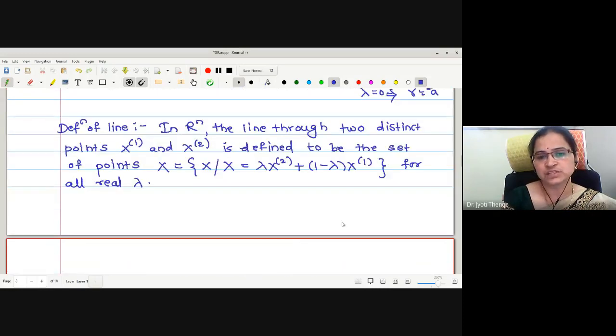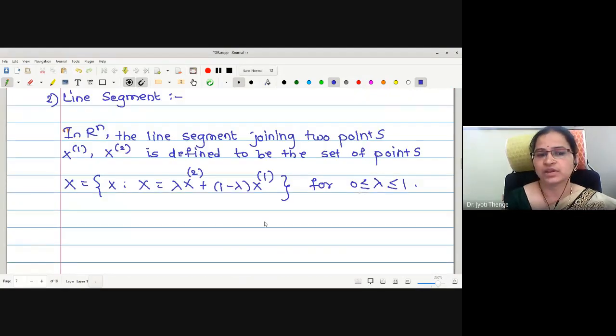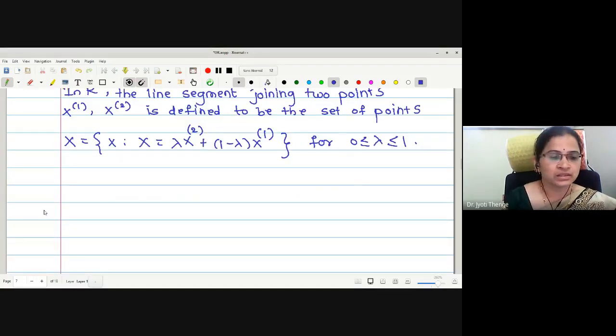Therefore, the difference between the two definitions is only in the values of lambda. For the equation of a line, it should be for all real lambdas, and for the equation of a line segment, lambda lies between 0 and 1. One can check again: for lambda equal to 0, which vector are we getting? For lambda equal to 0, this gives us one endpoint x1. And if I put lambda equal to 1, this term will be 0, and it gives us x2. Therefore, this gives us the equation of a line segment between the two points x1 and x2. Correct?